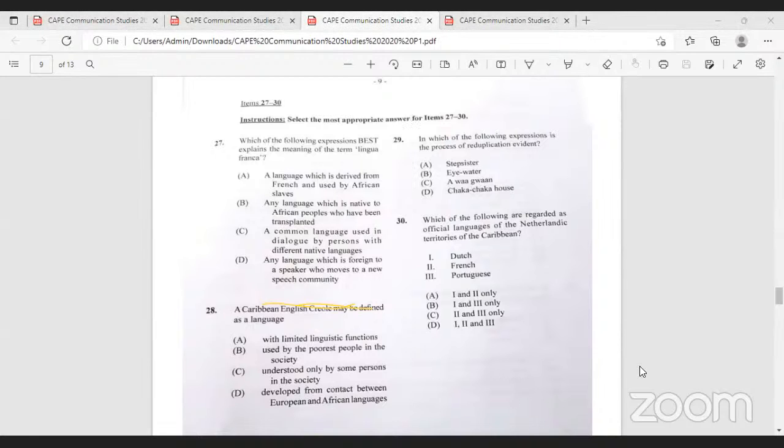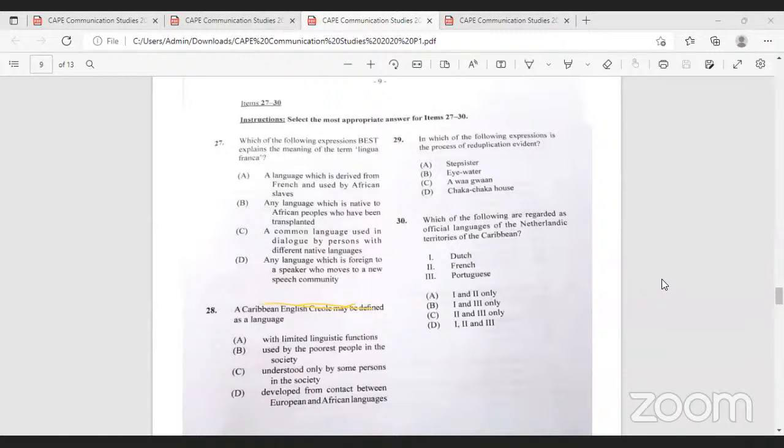Right? 28, a Caribbean English Creole may be defined as what? This question is repeated already. Developed from contact between European and African languages. 28 is D. Right? 29, in which of the following expressions is the process of reduplication evident? That one is also a repeat question. Chaka chaka host, answer is B.